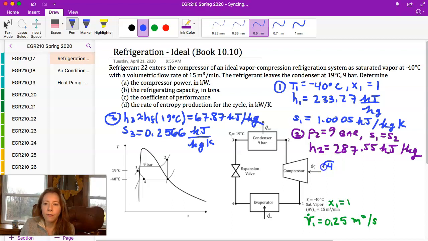And then for 4, from 3 to 4, we have an expansion valve, and this is a throttling process.